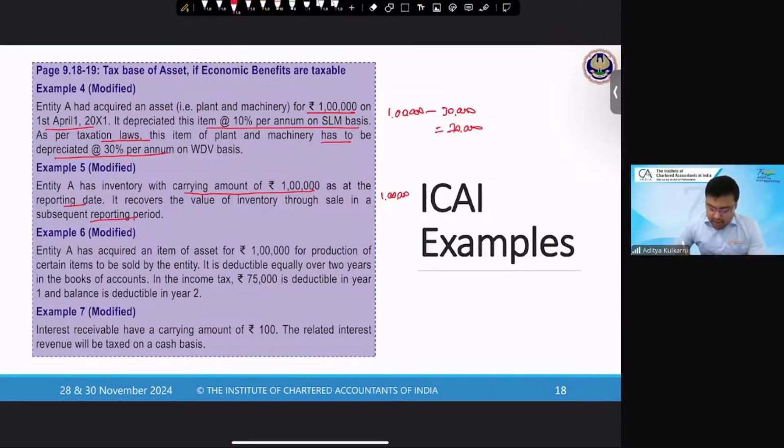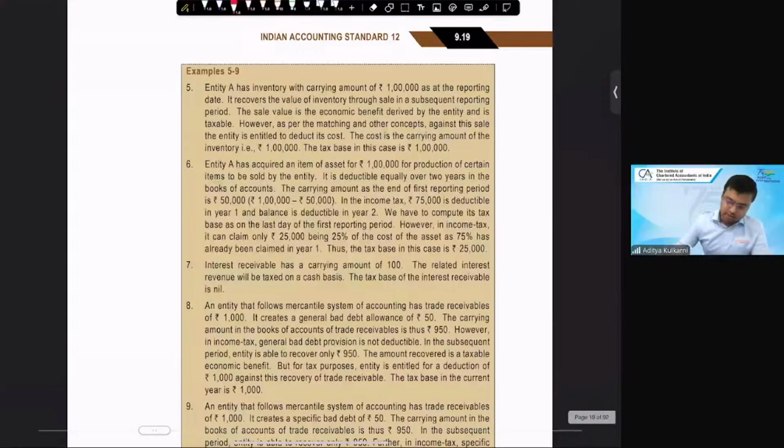Entity A has acquired an item of asset for 1 lakh for production of certain items to be sold by the entity. It is deductible equally over 2 years in the books of accounts. In income tax, 75,000 is deductible in year 1 and balance in year 2. So your tax base will be 25,000 and 0. Okay, so this is done. 1 lakh, 25,000 in this case. Okay, next.